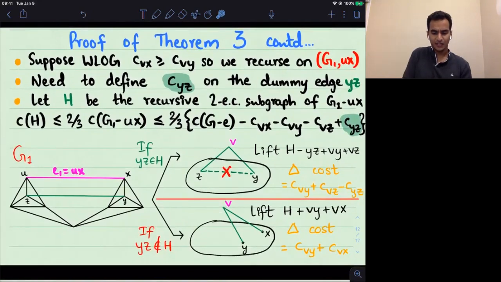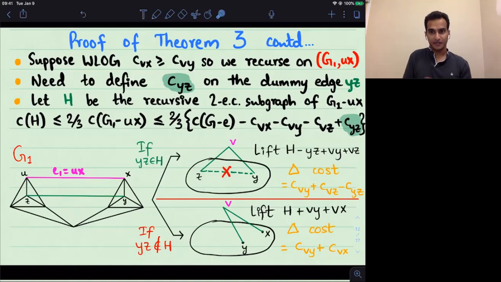Without loss of generality, we assume that Vx is the more expensive edge. So we are recursing on G1 with the excluded edge Ux and the dummy edge Yz shown here. A valid instance of the problem also requires that we define an edge cost on Yz. For now, we'll treat it as a variable. We'll soon give it some value.